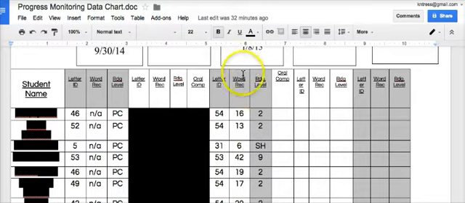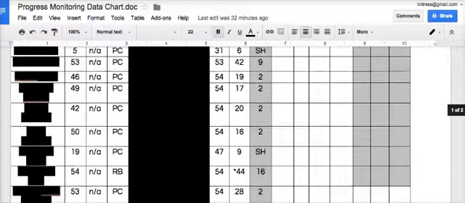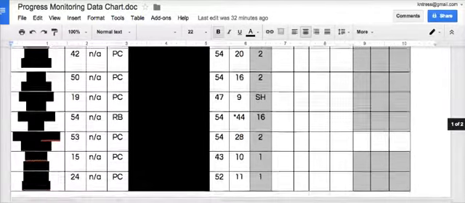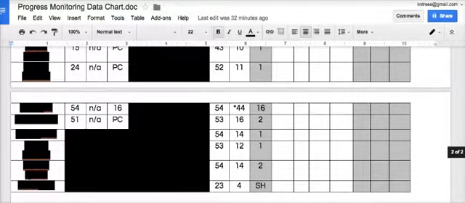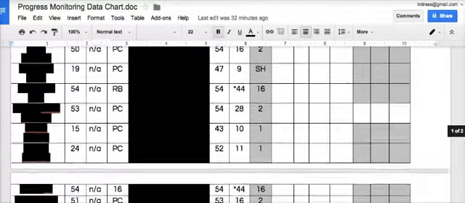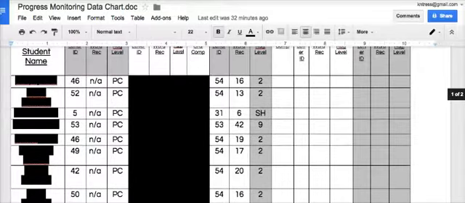Word recognition. So students are given a list of 45 high-frequency words. They're expected to know 31 by the end of the kindergarten year. And we look at reading level. So at this point in the year, when this data was taken, which was January and quarter 2, students were expected to be reading a level 1 or a 2 to be considered on grade level.